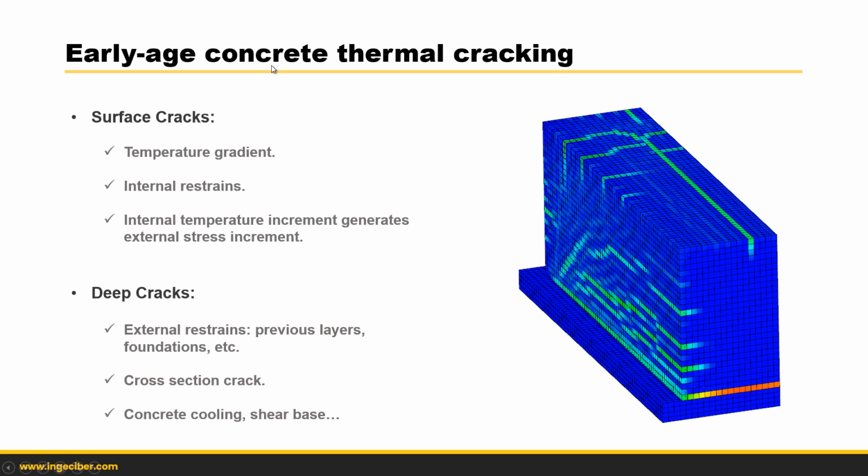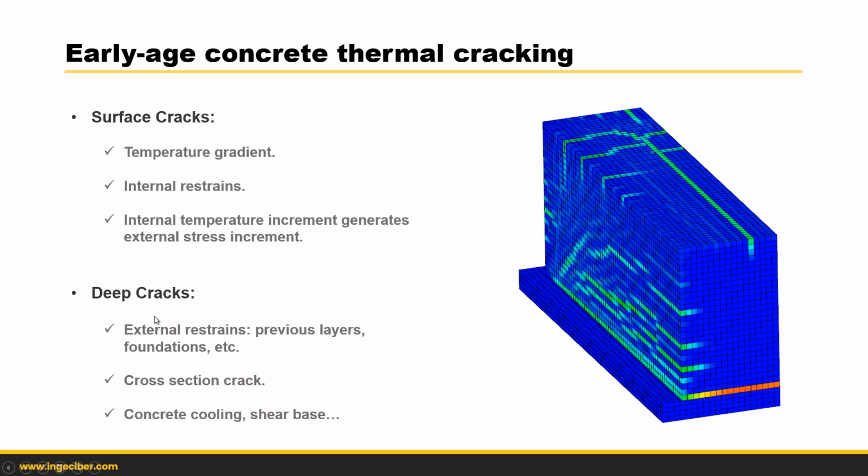We can identify two different types of cracks. The surface cracks. These surface cracks are due to the temperature gradient that is generated when the temperature increases inside the model. This increase of temperature inside the block increases deformation and stresses outside. So these surface cracks are generated first, when the heat increases inside the model.